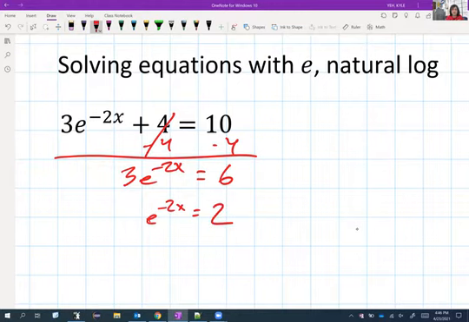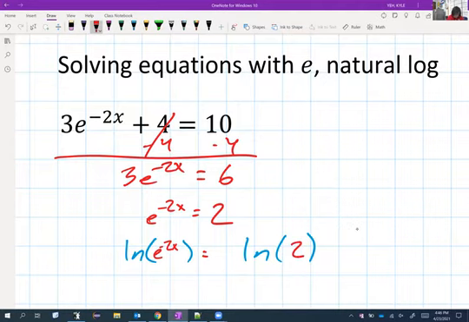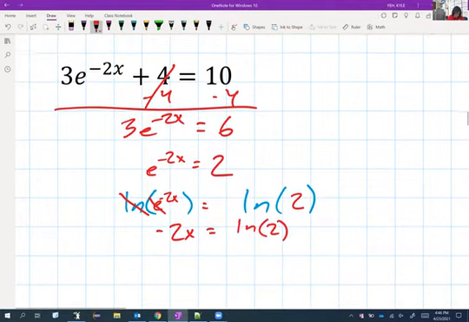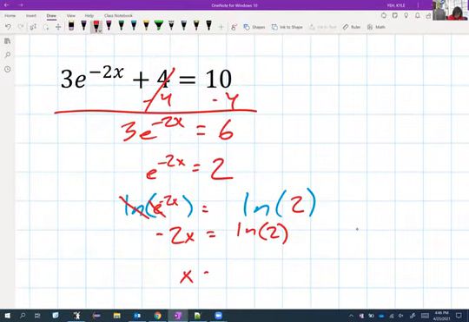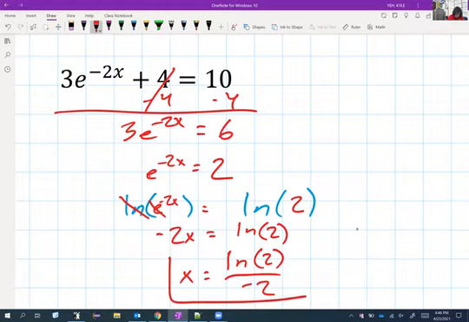And now that I've gotten e just by itself, now I can take the ln. So I'm going to say the natural log of the left equals the natural log of the right. Natural log of e cancels out. Negative 2x equals ln of 2. Divide by negative 2. x equals ln of 2 over negative 2.